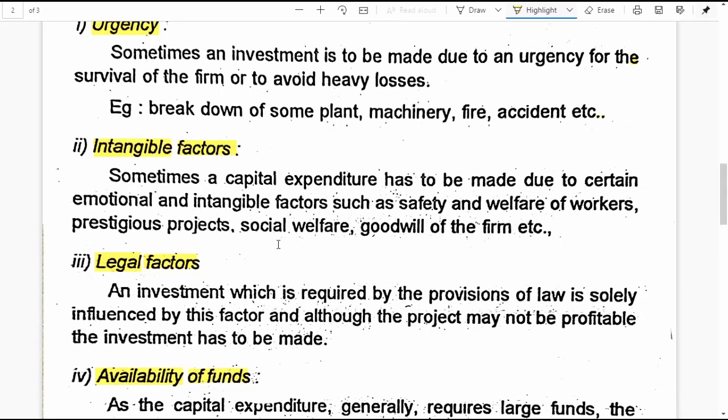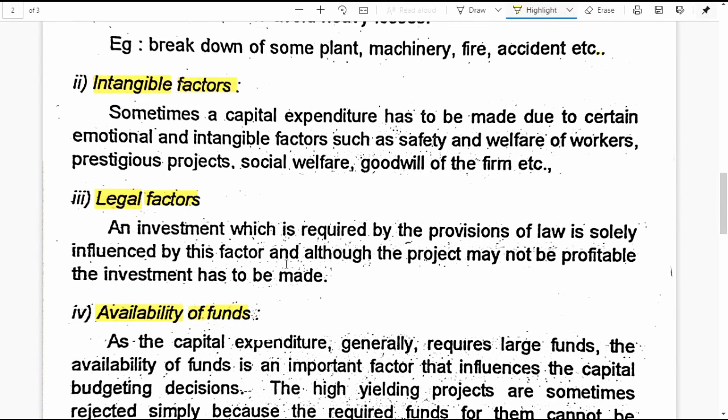The third one is about legal factors. An investment which is required by the provisions of law is solely influenced by this factor. And although the project may not be profitable, the investment has to be made. It's due to the necessity or compulsion that arises from the legal environment of a business concern.